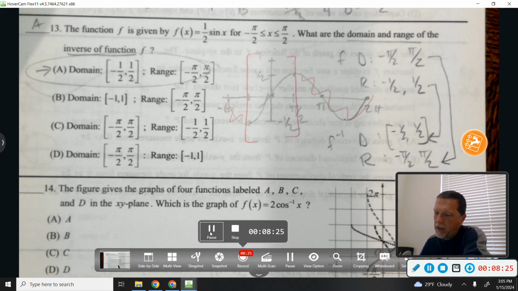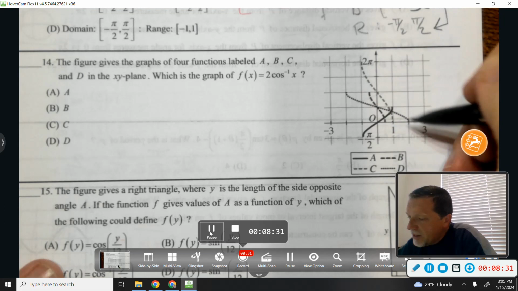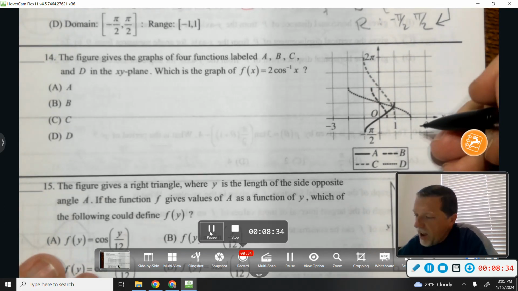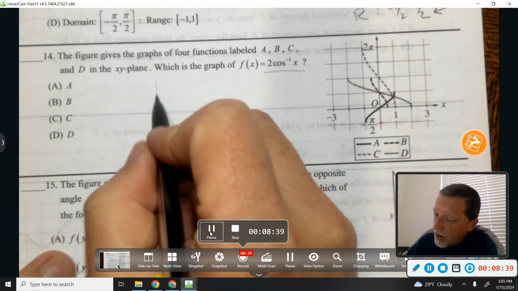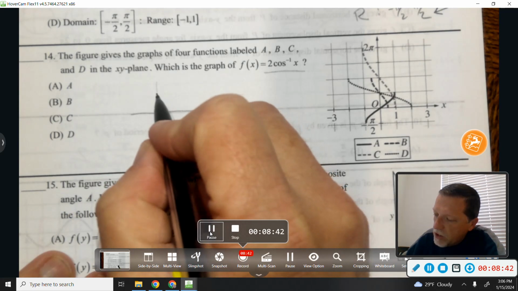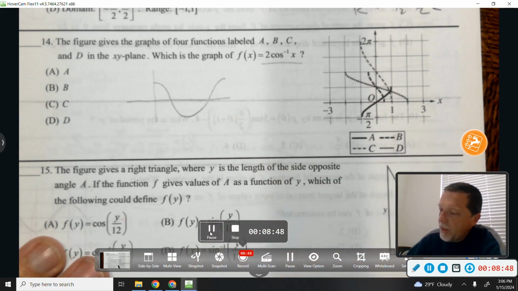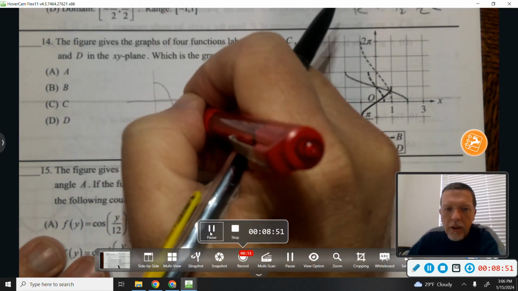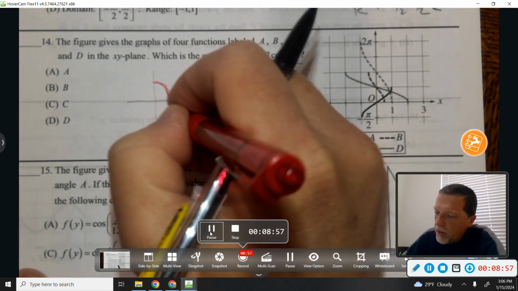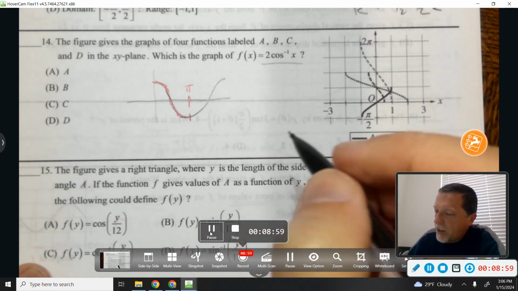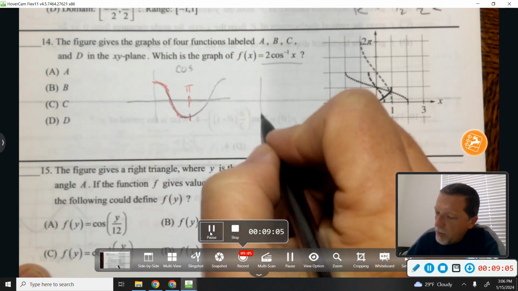Number 14. The figure gives the graphs of 4 functions labeled A, B, C, D. Oh, goodness, what a mess. Which is the graph of the inverse cosine of x? Okay, well, I gotta back all the way up here. Let's see, to cosine. So there's what cosine, that's what cosine looks like. Inverse cosine, we'd have to stop here in order to be 1 to 1. So there's my normal graph of cosine. So again, that's cosine. So next I'm going to graph inverse cosine.